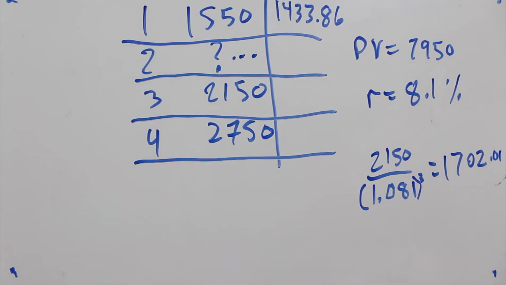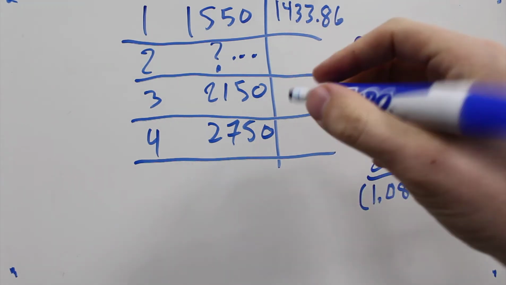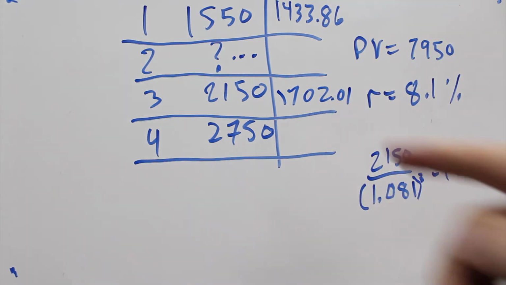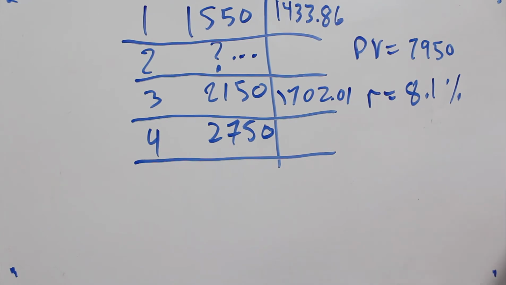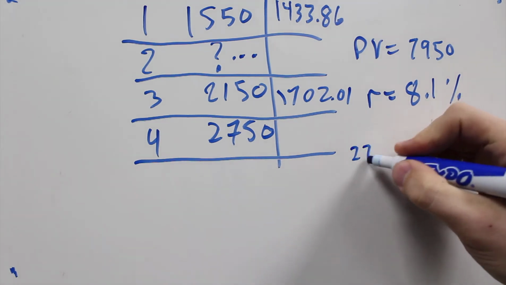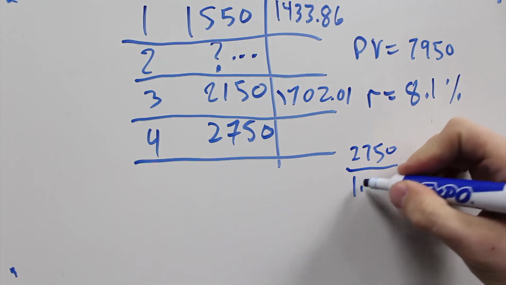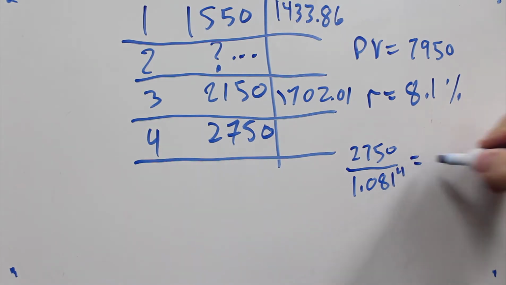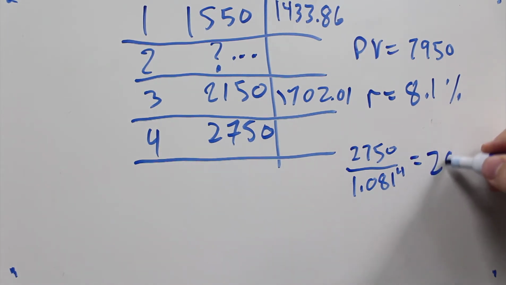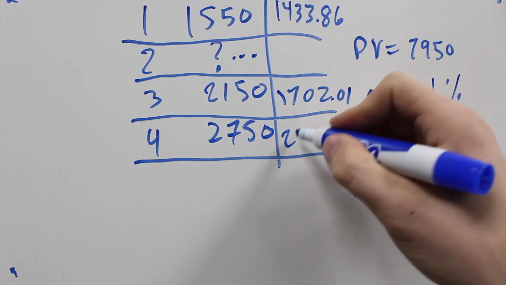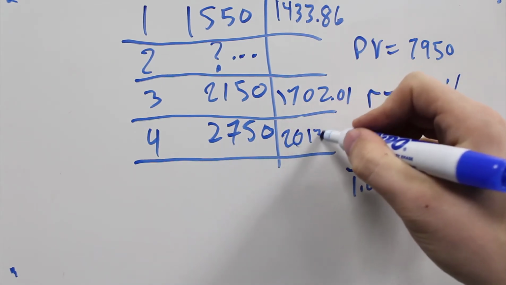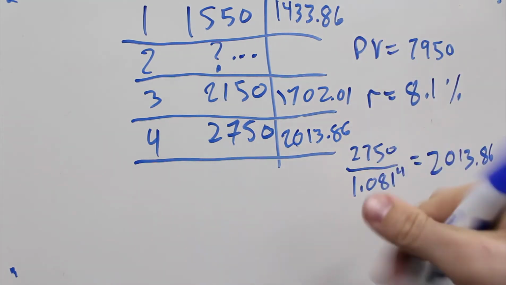0.01. There we go. And so I'm just going to take that number and put it back here, and we'll say 1702.01. Great. And then we do the same thing for cash flow 4. So I'll go ahead and erase this and do 2750 divided by 1.081 to the power of 4 equals, and in this case it's 2013.86, and we'll do the same thing here, 2013.86. Great, so that's our cash flow there.